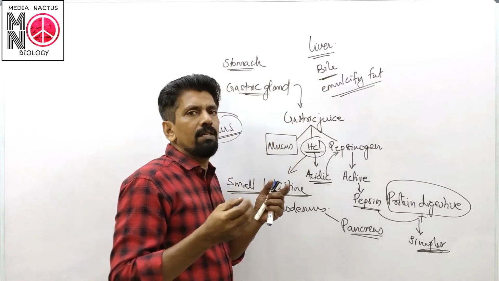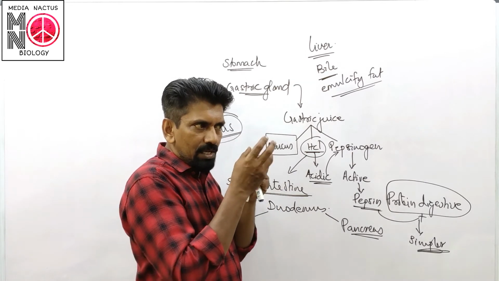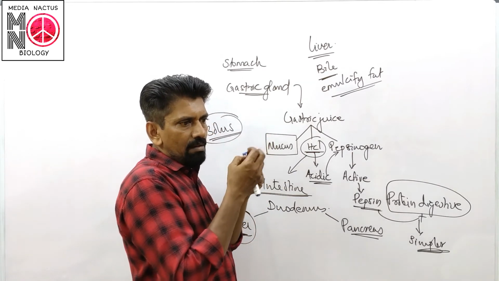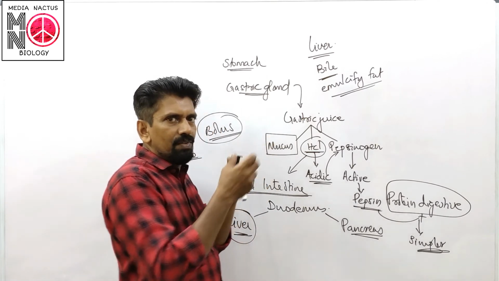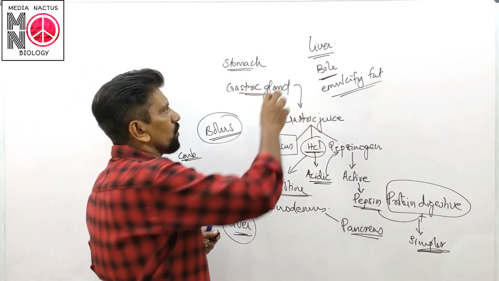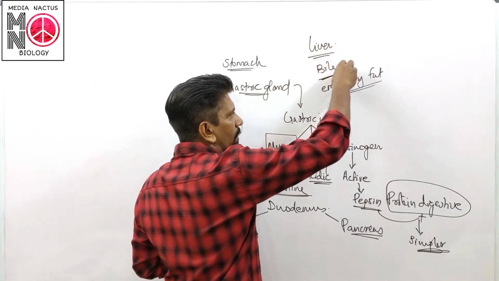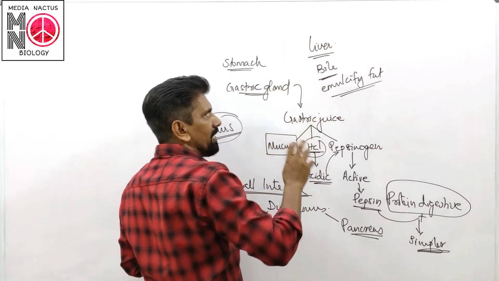Emulsification is a process by which the larger particles of the fat globules are converted into small globules, just like soap or detergent converts the dirt into smaller particles when it is added with water while we wash the clothes. So the small globules of fat are formed, which support the digestion.